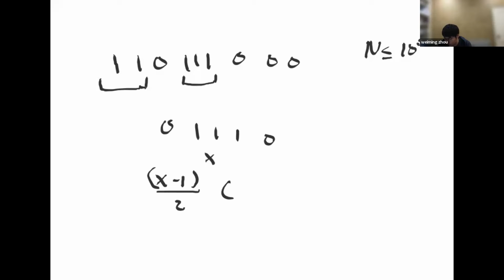Then if we consider the cows in the center, like this clump here with 2 zeros on the sides, then if the length is x, the maximum number of days is equal to x minus 1 divided by 2, rounded down.